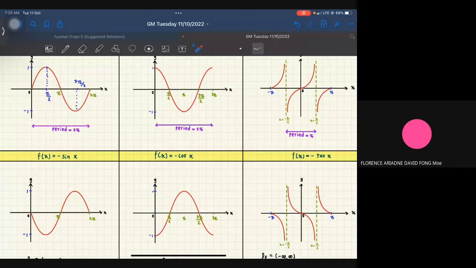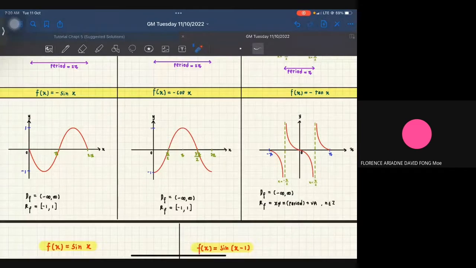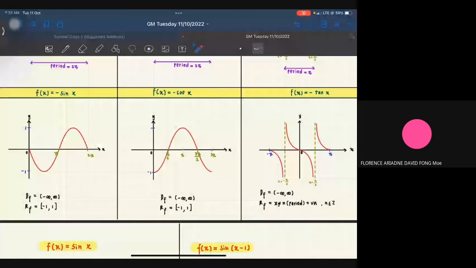Okay, so let's take a look at the domain and range. Okay, so for kita punya syllabus, you are going to learn only one amplitude sahaja. So maksudnya the maximum of your sine and cos function will be dekat 1 and the minimum point dia adalah dekat negatif 1.